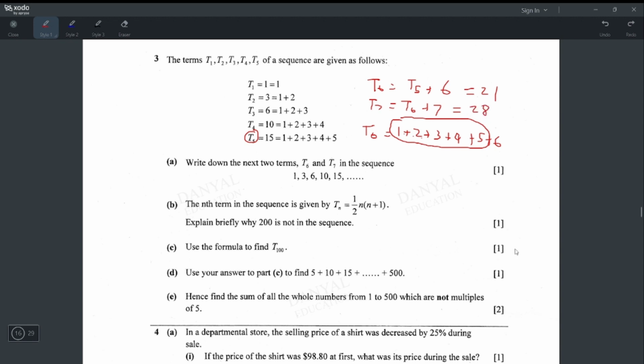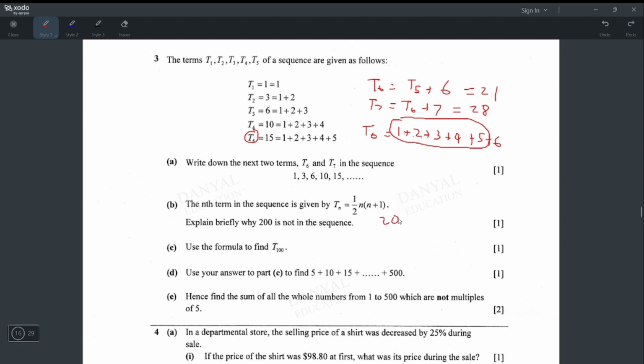Now for part B, it's a bit more difficult. What it's asking is why exactly is 200 not in the sequence? And in order to be in the sequence, it basically means that tn must be equal to that number for some n. So now what this question is asking is that tn equals 200 is actually not possible. So there's no such n for this to be possible. And now we're going to understand why that's the case.